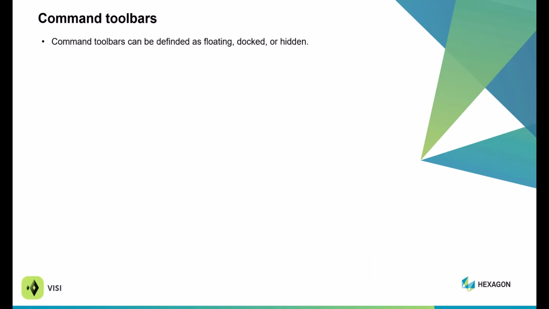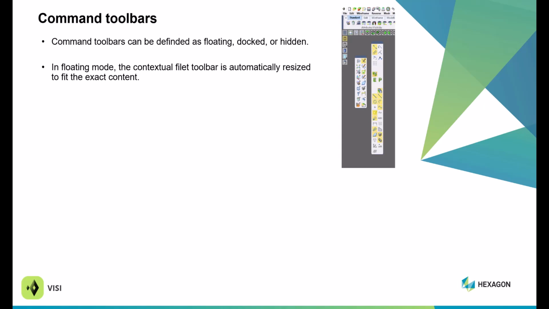So we'll talk about some of the command toolbars. Command toolbars can be defined as floating, docked, or hidden. In the floating mode, the contextual menu fillet toolbar is automatically resized as well. So you can see here are your floating toolbars.